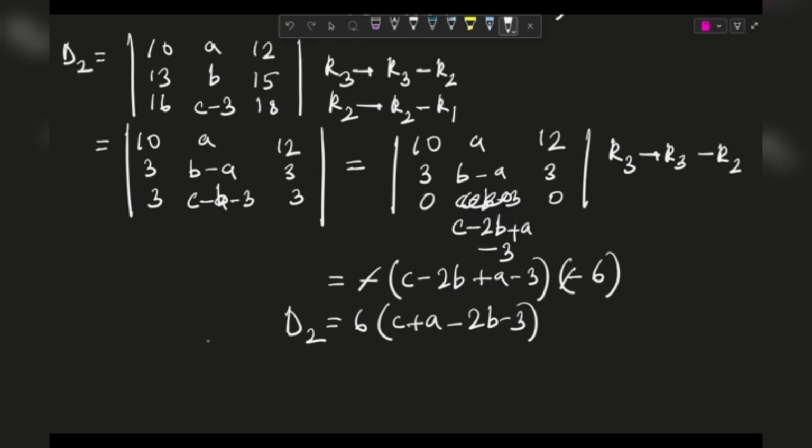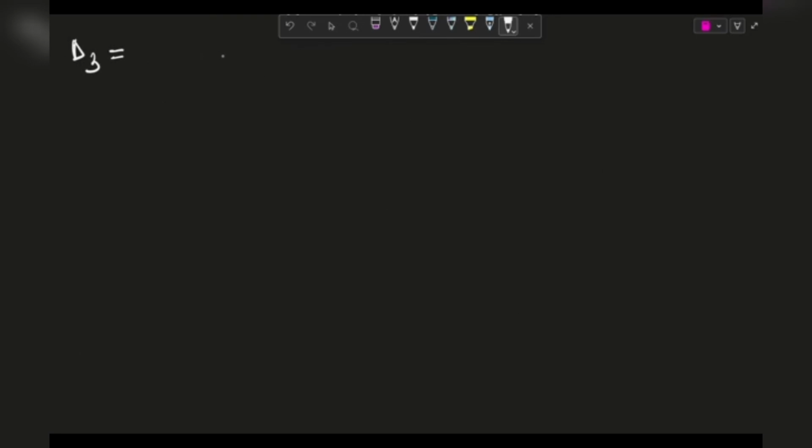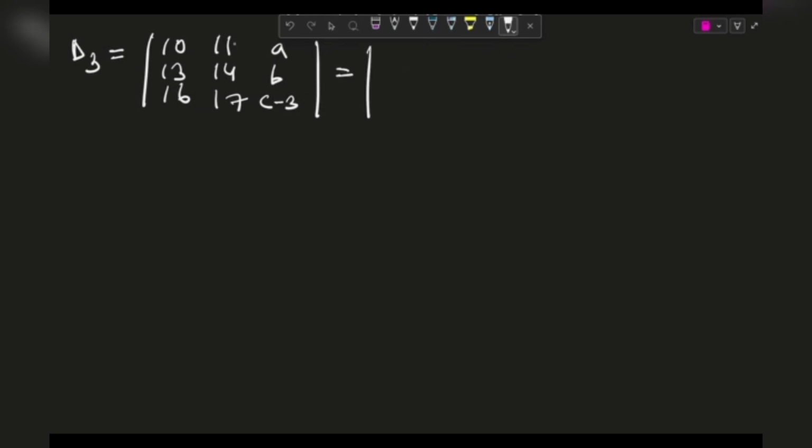And now we can find out D3 as well. So let's find out D3. This is basically 10, 13, 16, 11, 14, 17, A, B, C minus 3. We can do a little bit of manipulation. I want to make this column 1, so let's do C2 as C2 minus C1. So this is 10, 13, 16, this is 1, 1, 1, and here we will have A, B and C minus 3.